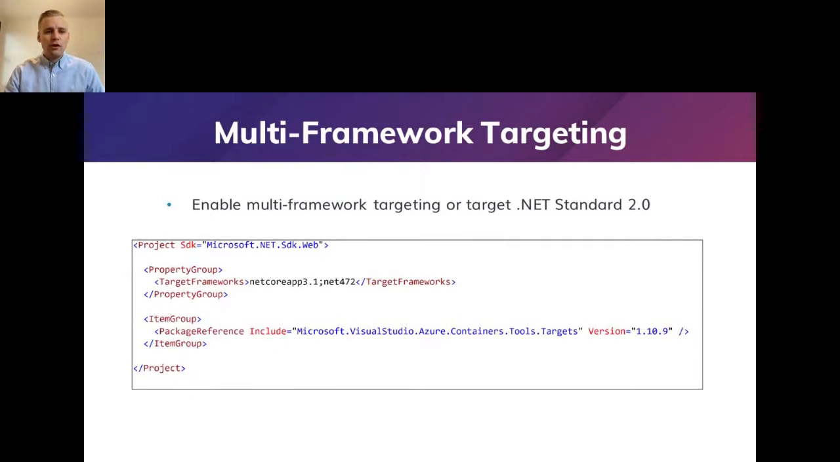So as you move along and update your packages, you also want to consider enabling something like multi-framework targeting, or targeting .NET Standard 2.0 directly. The way you do that is in your property group here: it has this TargetFrameworks with an S on it as well. And you can add a list here of frameworks you want to build against when the application builds. What we decided to do was we wanted .NET Core 3.1 as well as .NET 4.7.2.